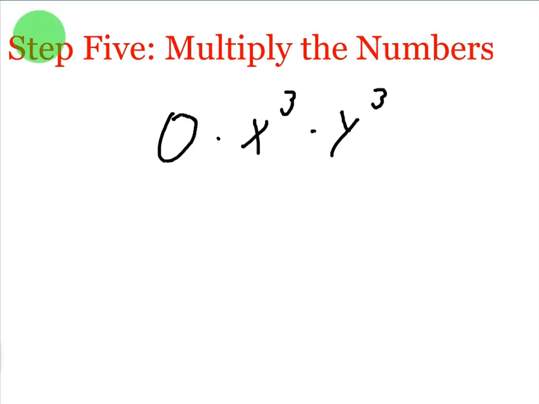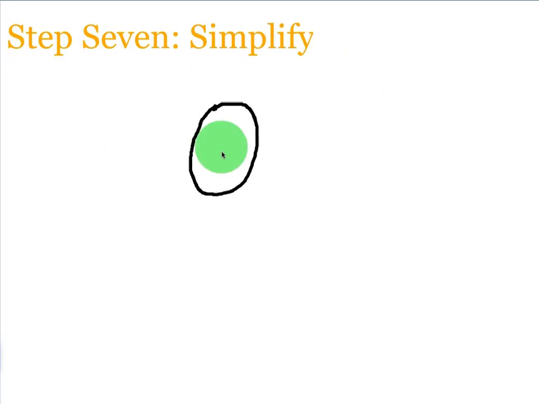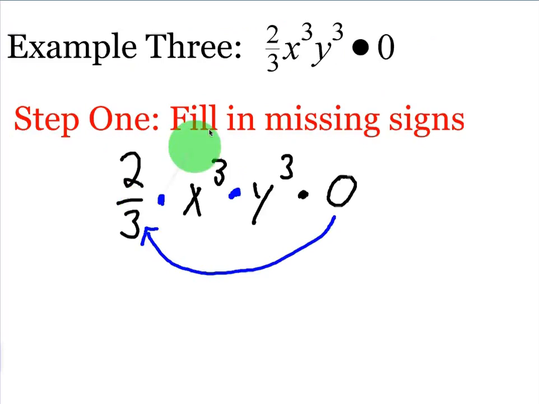Okay, so what happens here is there are no like bases to multiply, but guess what? 0 times anything is 0, so when we go to simplify this, we get 0 back. What I was showing you with this example is it doesn't matter how big the monomial is. If you multiply by 0, you're going to get 0 back. So keep that in mind. Next time you see that, you can use that shortcut and you just have 0.